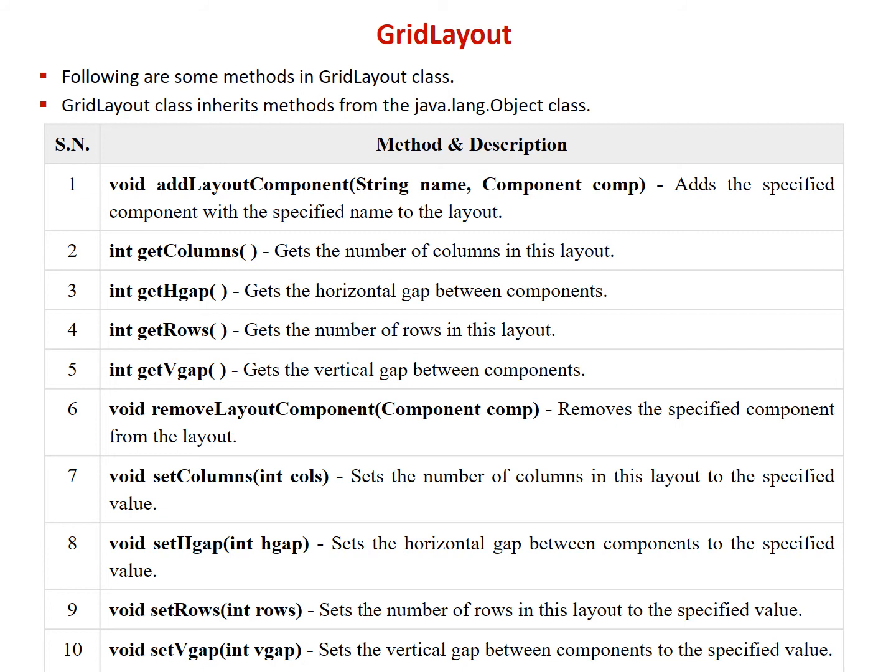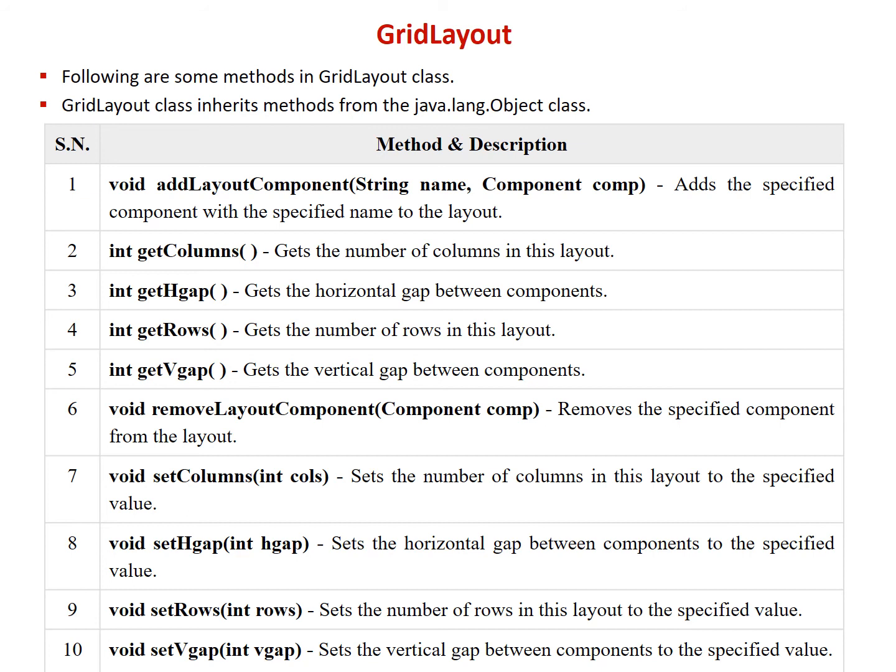GridLayout class inherits methods from the java.lang.Object class. Method addLayoutComponent adds the specified component with a specified name to the layout. getColumns gets the number of columns in the layout. Then getHgap returns the horizontal gap between the components. The getRows method gives the number of rows in the layout. Then getVgap returns the vertical gap between components. removeLayoutComponent removes the specified component from the layout.